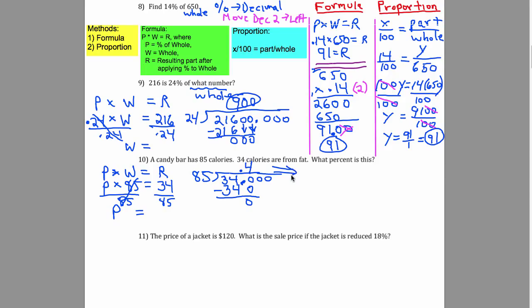And when we convert that to a percent, the decimal goes 2 to the right. We only have one position, so we'll have to add a 0. So the final answer is 40%.